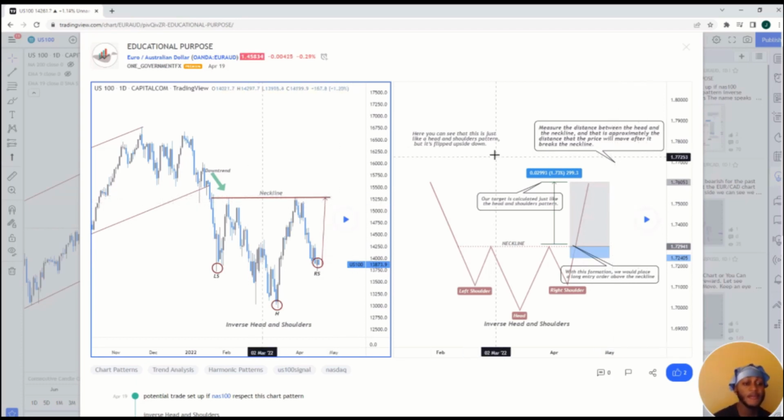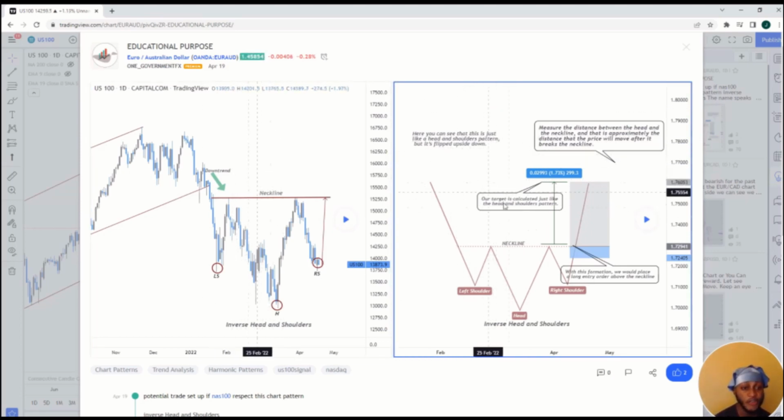If you currently look at this scenario on the right hand side of the screen, you can see where I've marked out and explained everything. Where you will be looking for entries is if price actually breaks this neckline. However, I've already taken some buys and am already running in profit, so I would love to hold them and keep them at break even so that you guys can actually see and benefit from them as well.